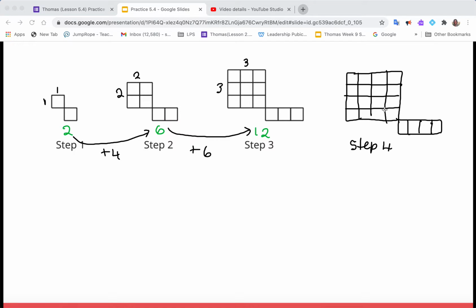When I count this all up, I know it's a 4 by 4, so that's 16 plus 4. So it means I would have 20 squares in total, and if I check that out from 12 to 20, that's going to be a plus 8.